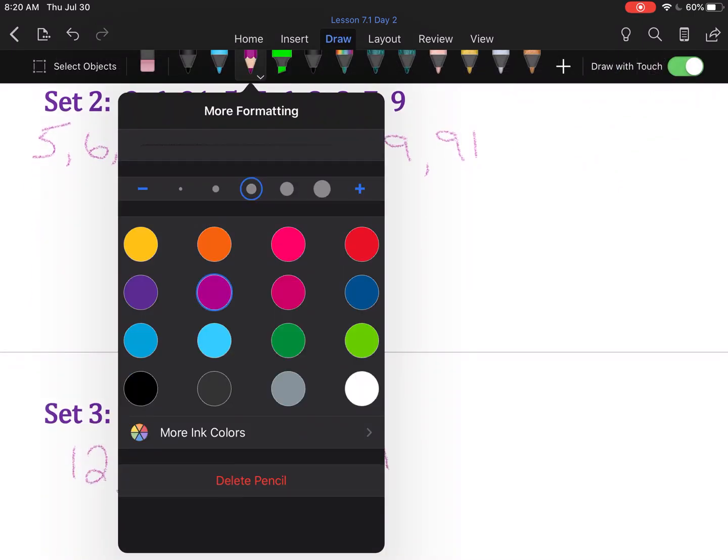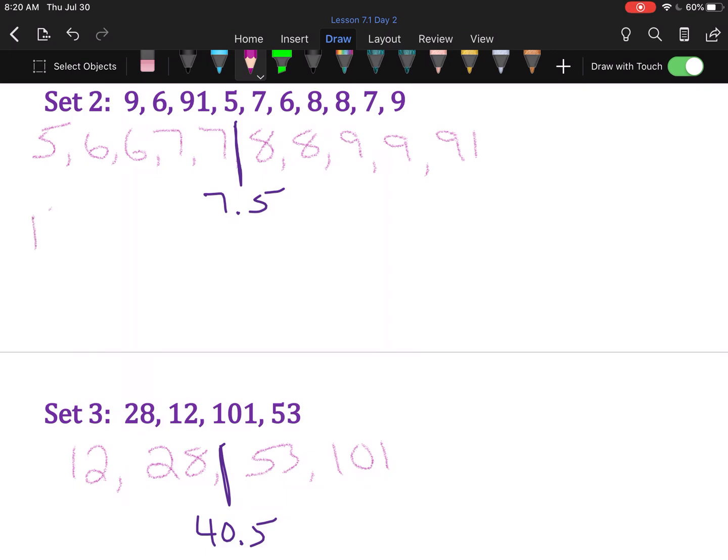So here, we need to find our quartiles: first, second, third. We already know the second quartile, the median. It's 7.5.